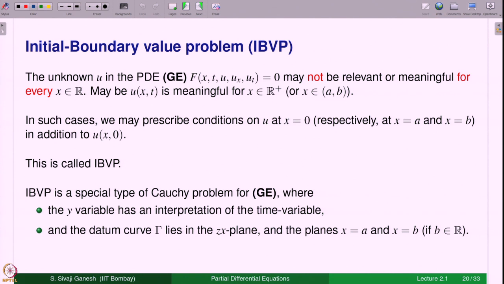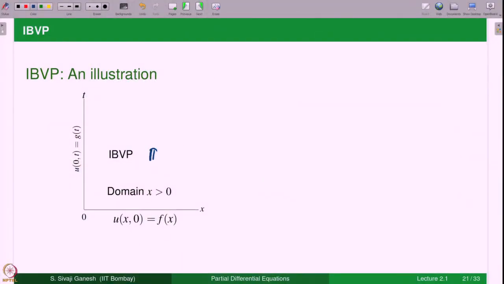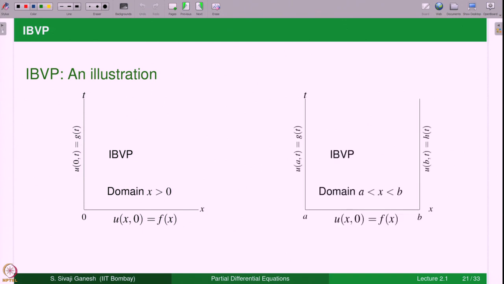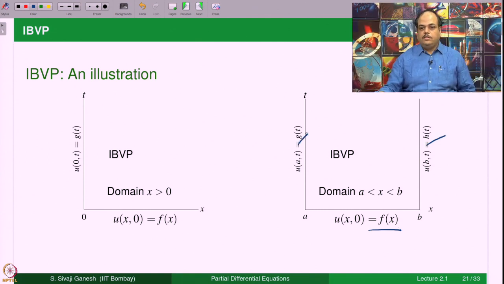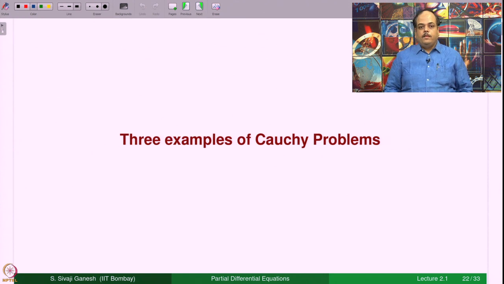Now, let us look at a picture illustration. So, this is the case where the domain is R plus, x belongs to R plus. Therefore, you have a boundary at x equal to 0. So, you prescribe this g, and of course the initial condition you prescribe. Now, when you are doing an initial boundary value problem, when x belongs to this interval (a, b), you have to give initial conditions and also boundary conditions. So, now let us look at 3 guiding examples for Cauchy problems, because you can understand the entire theory by using these examples.